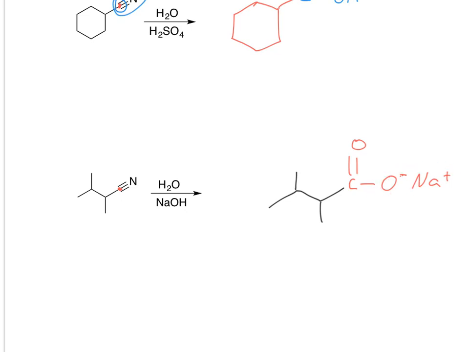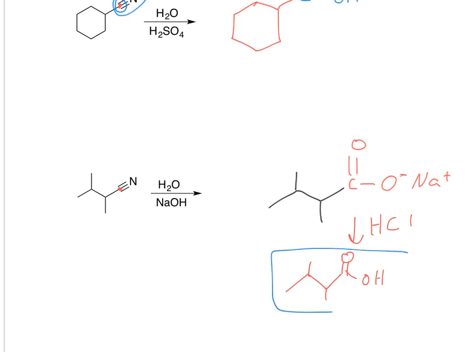So typically, what people do is then work this up with a little bit of acid. And then we can put the proton on at the end to get our normal carboxylic acid.